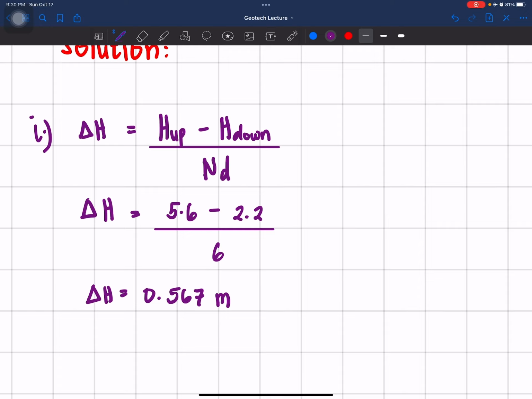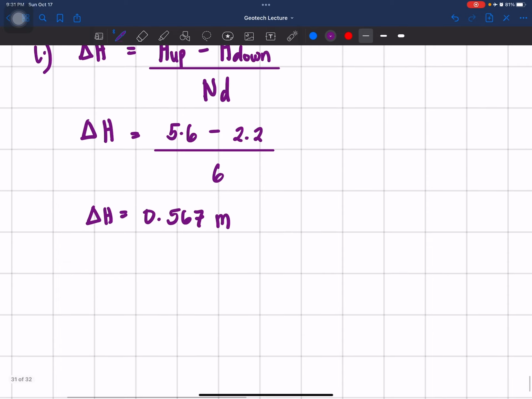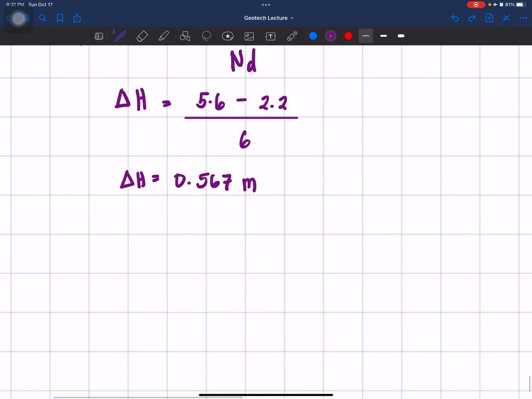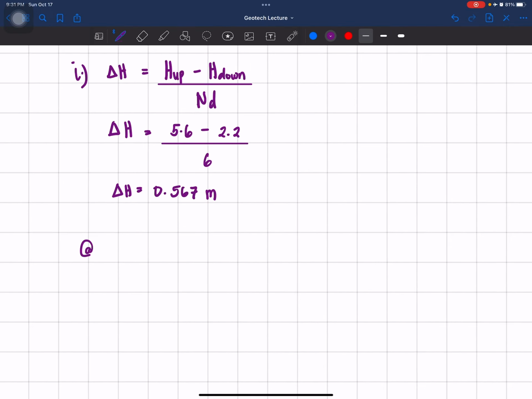So every time the water passes through an equipotential area, if you place a piezometer in each equipotential area, the water elevation drops by 0.567, until it reaches the downstream elevation. Okay, so at point A, let's find the water elevation if we're going to put a piezometer there.